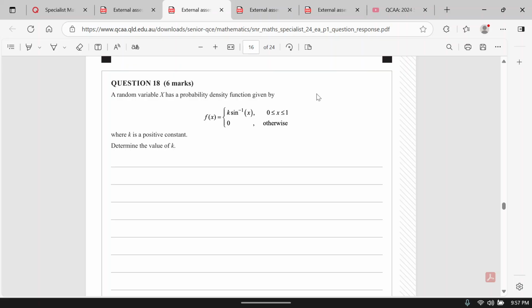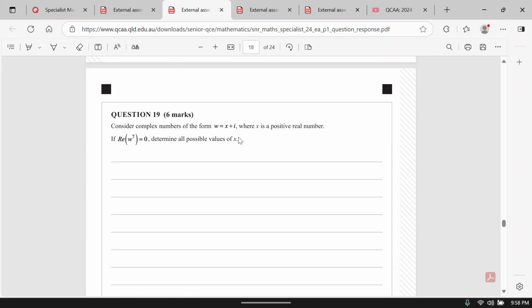A random variable x has a probability density function given by this value below. It asks us to determine the value of k. Now notice a few things here. So first of all, you'll notice that we're dealing with an arcsine function in here. So this is a little bit different. It's not an exponential probability density function, it's just a probability density function. But I'm going to follow these same steps.